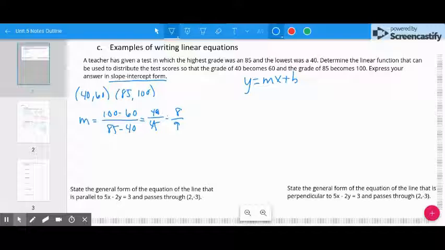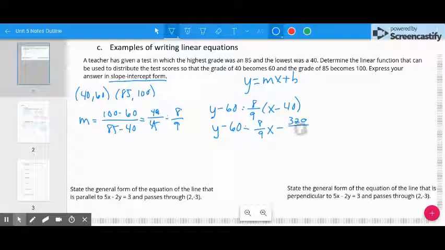Now to find b, so that we get to y equals mx plus b, I'm actually going to use the point-slope form, which means we're going to do y minus y1 equal to the slope times x minus x1. And then in this case, I'll distribute first, keeping in fraction format. So that becomes 320 over 9. And then all we have to do is add over the 60, convert that to ninths first, and our final answer should be y equals 8 ninths x plus 220 over 9.